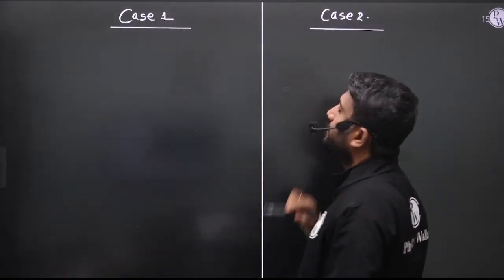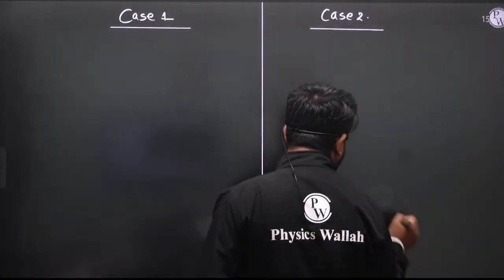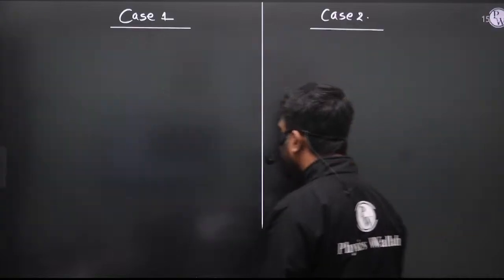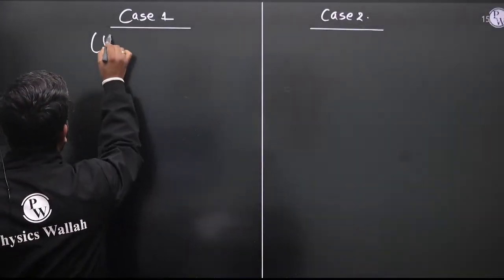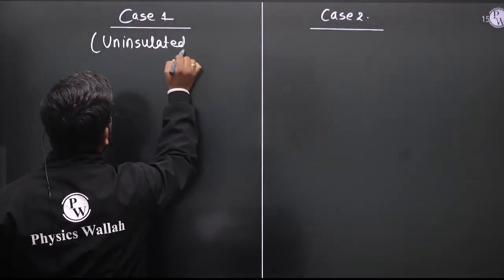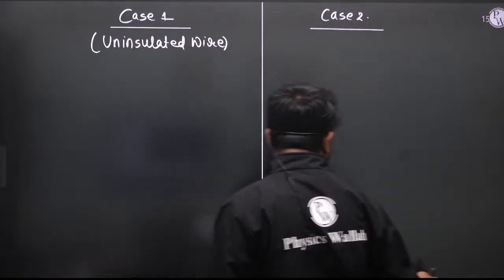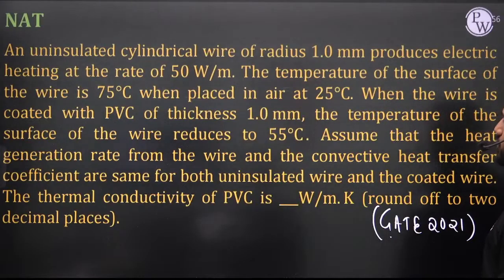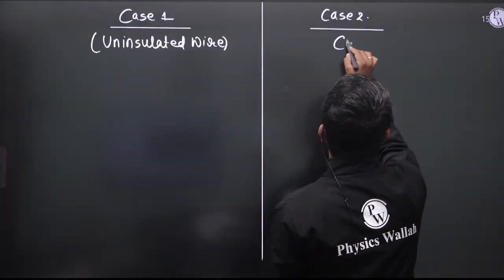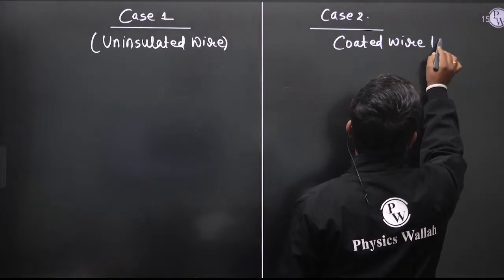Right, related to the data in two cases. Case number 1 is the uninsulated wire case. And case number 2 is the coated wire case, or you can say the insulated wire case.